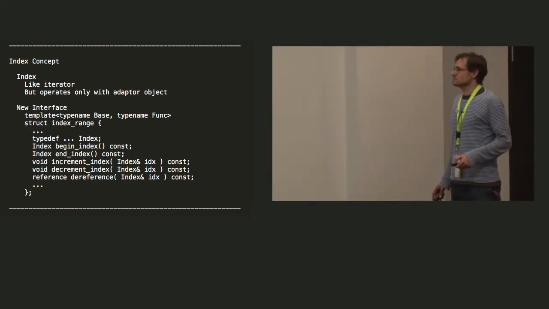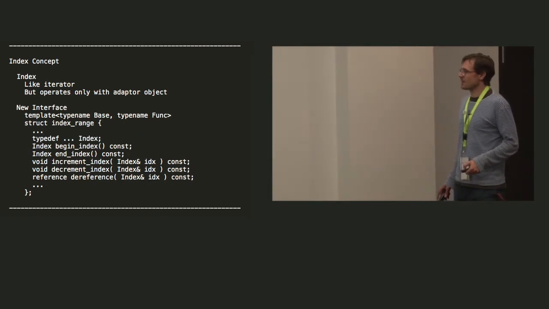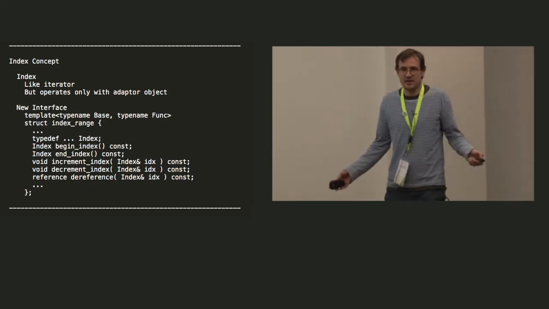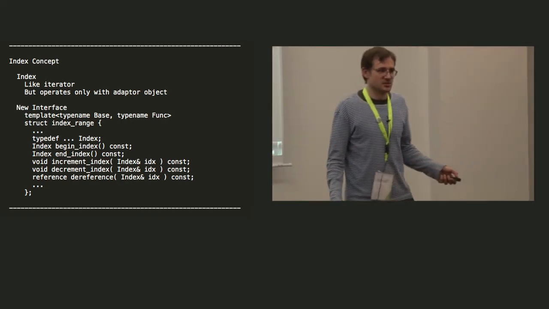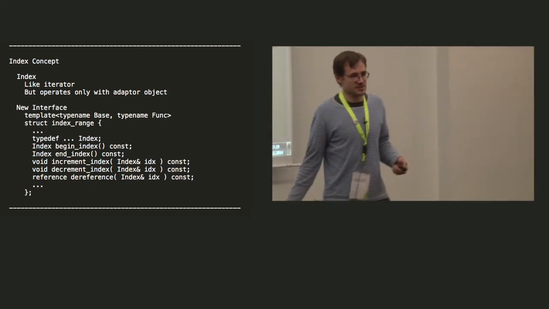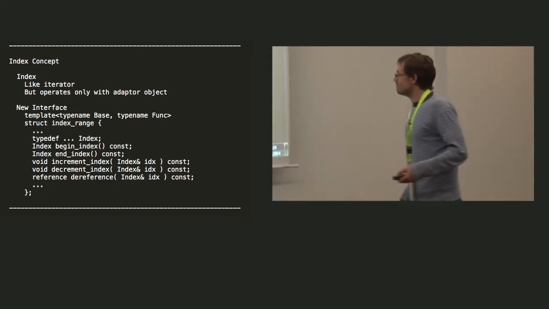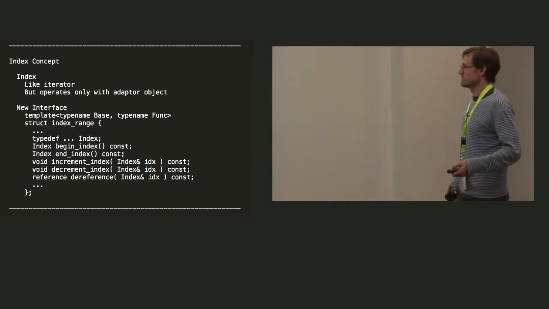Okay? Now, of course, that's not better than the iterator, because an iterator can do its things by itself. Here, you always need the range. So this is, of course, worse than the iterator. An index is kind of more stupid than the iterator. But maybe it can help us.